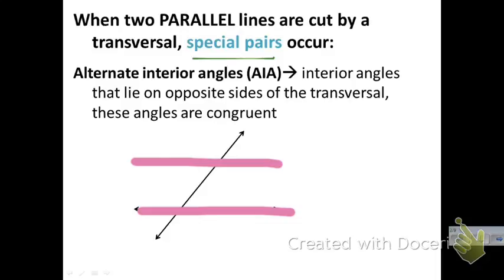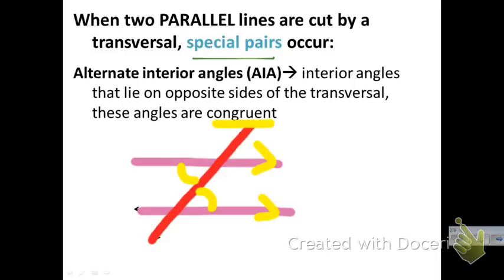And they have to lie on alternating sides of the transversal. So this is our transversal. And on alternating sides, we're talking about an angle here and an angle here. And sometimes I like to say they make the S shape. And if these two lines end up being parallel, then these angles are congruent.